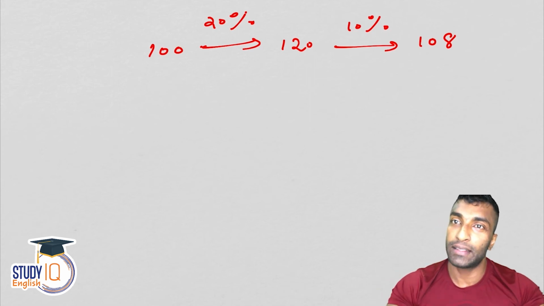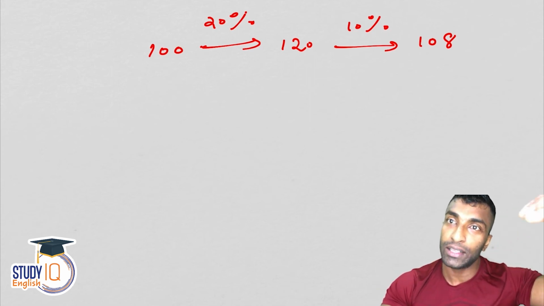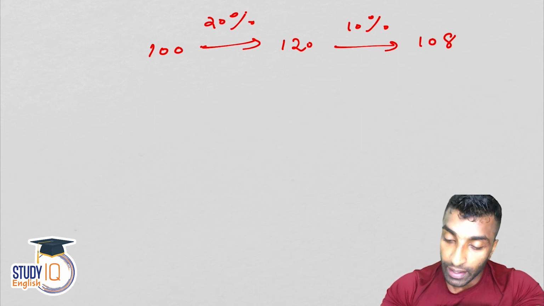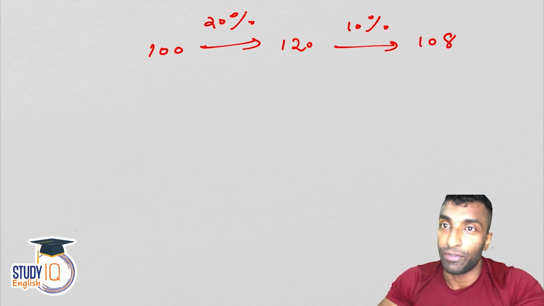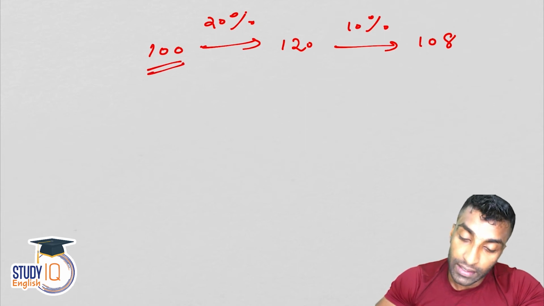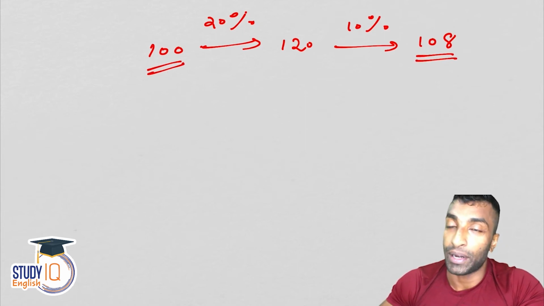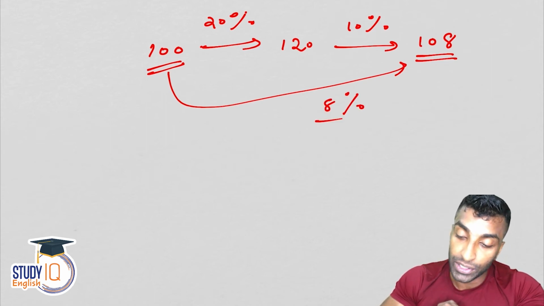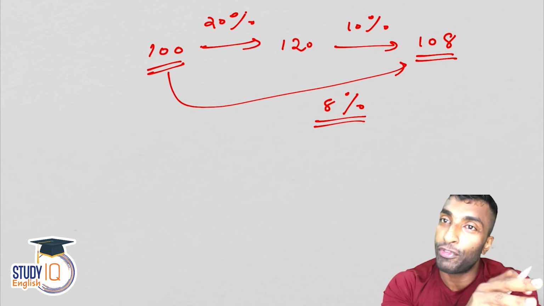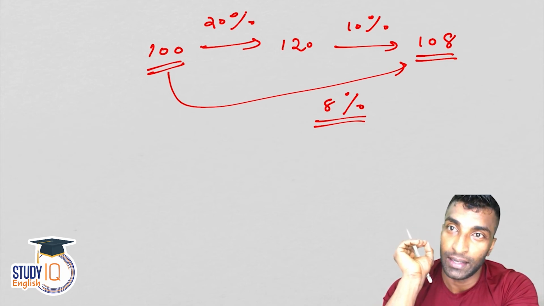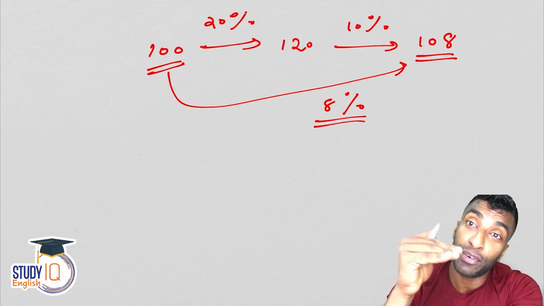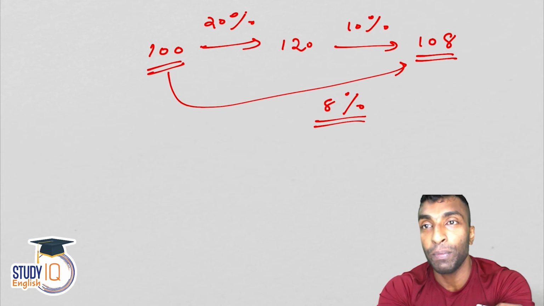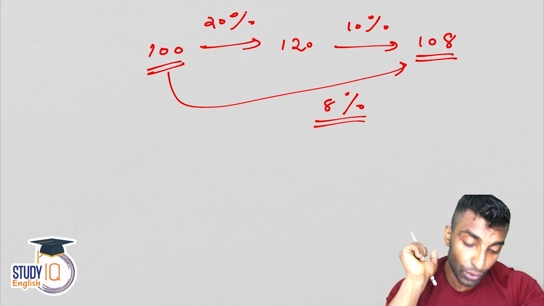So you just simply start with 100, increase by 20, so 120, decrease by 10, it is going to be 108. So 10% is 12, so 108. Now, this is the original price, this is the selling price. What is this difference? 8 rupees. What is that percentage? 8%. So what is the profit of the shopkeeper now? 8%. He increased by 20, then gave a discount of 10, but he is getting a profit of 8%. So this is how they will ask you questions. So you just need to do this only.